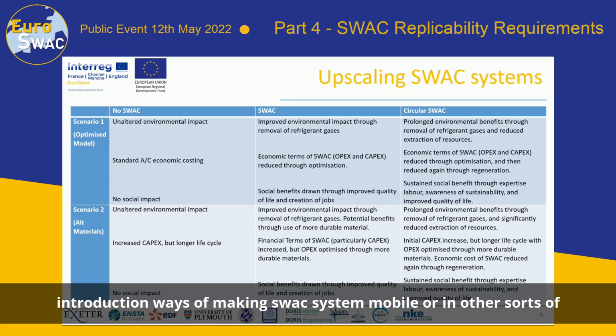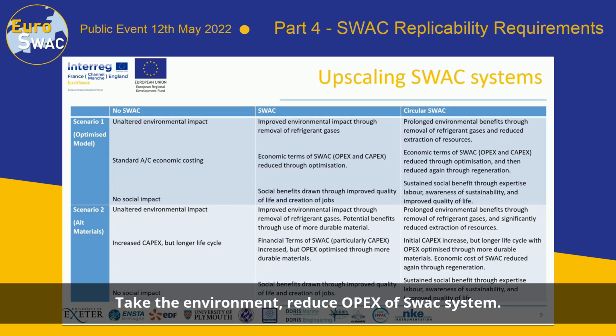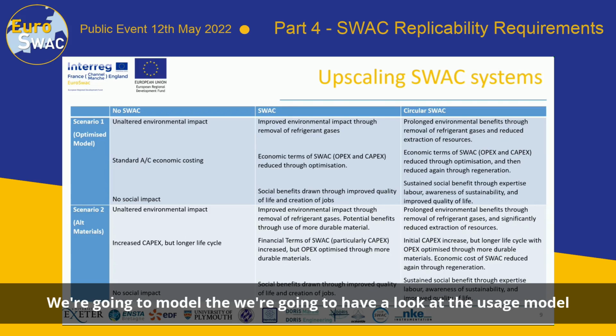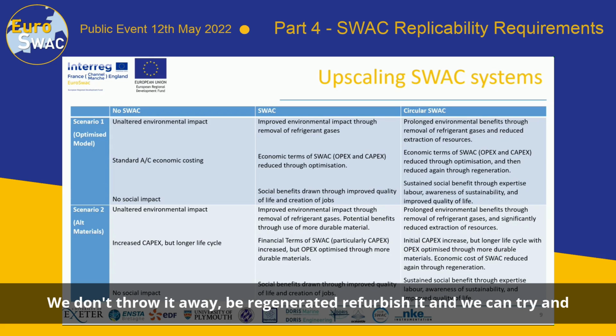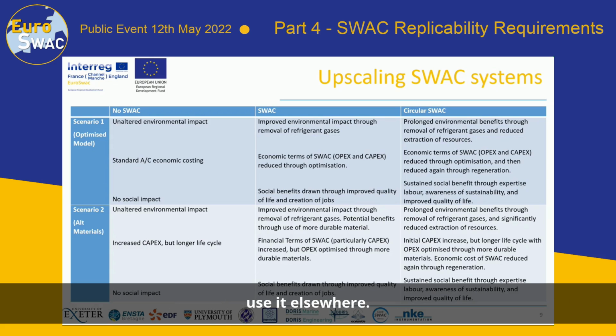Now, to give a brief introduction, whether we make a SWAC system at the moment or in other similar process and engineering, we may make a linear model, as you take from the environment, produce a SWAC system, for example, then in this life cycle, we may dispose it and throw it away. The circular SWAC system on the right-hand side of this table, we're going to have a look at the usage model where we produce a SWAC system, and at the end of its life cycle, we don't throw it away, we regenerate it, refurbish it, and we can try and use it elsewhere. So those are the 3 usage models that we're looking at.